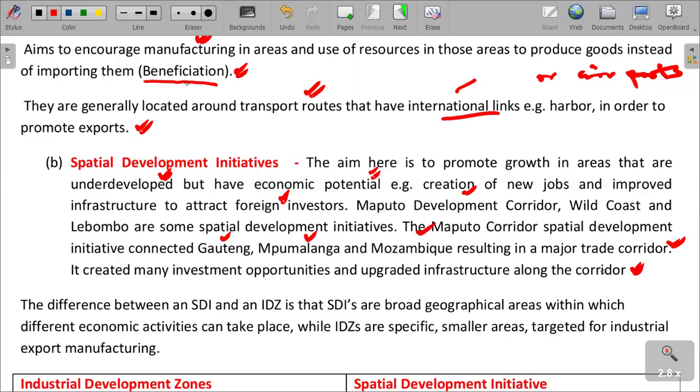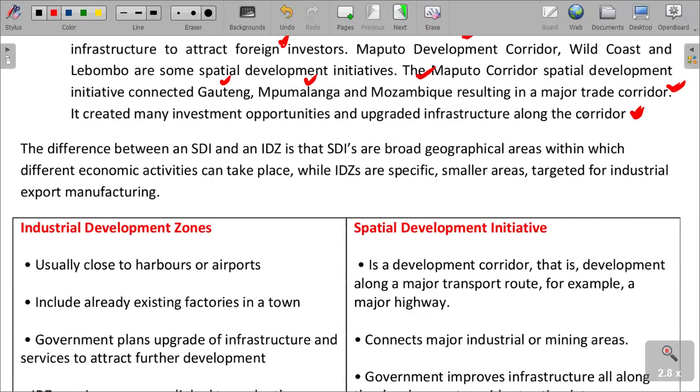So the difference between special development initiatives and industrial development zones is that special development initiatives are broad geographical areas within which different economic activities can take place, while IDZs are specific smaller areas targeted for industrial export manufacturing. Export manufacturing is taking place with IDZ.